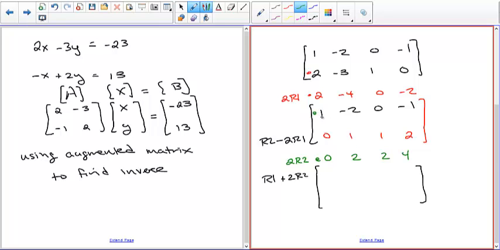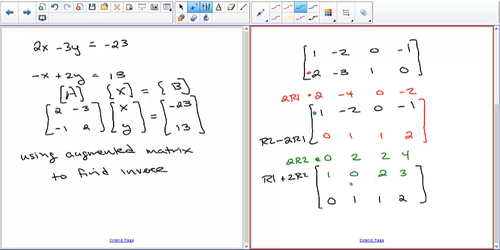So you get 1 plus 0. Well, before we do that, let's just copy row 2 out. Okay, add these two together. 1 plus 0 is 1. Negative 2 plus 2 is 0. 0 plus 2 is 2. Negative 1 plus 4 is 3.